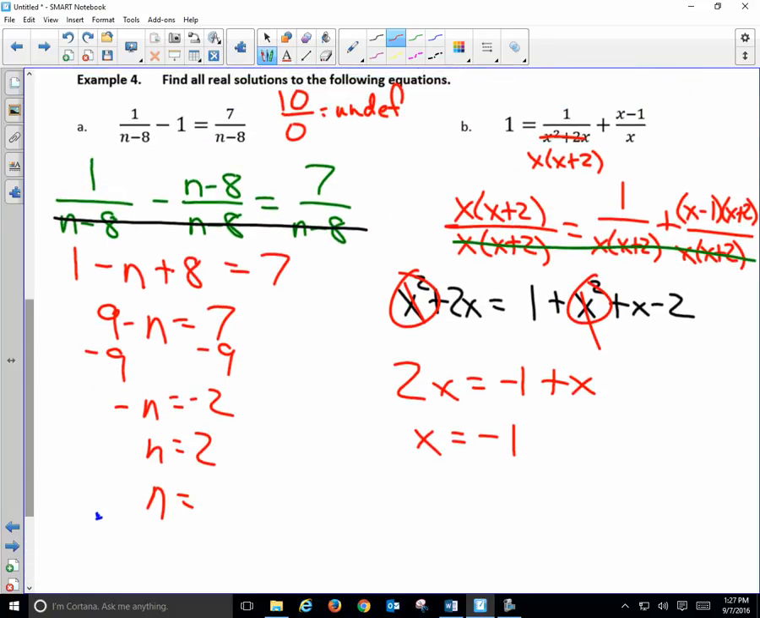Now, what number could I not have come up with that would have given me a problem? 0 or negative 2. Negative 2 or 0 would have been very problematic. Everybody agreed? Flip it over.